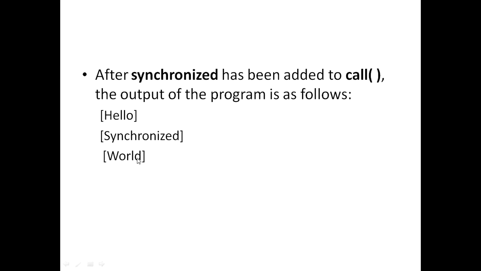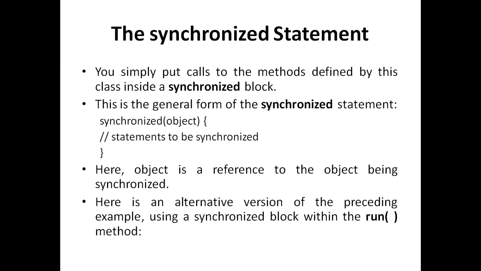That is, within a pair of square brackets, hello, then on the next line, within square brackets, synchronized, then on the third line, within square brackets, the world message. So this is how we'll get the output if we use the synchronized keyword on the call method of the Callme class. So this is a synchronized method.